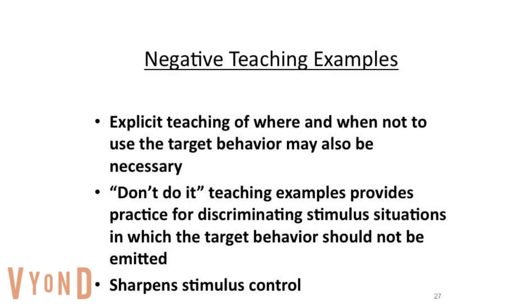Negative teaching examples is where you explicitly teach them when you would not exhibit the target behavior, right? And you actually practice when you don't do it. And this is good because it actually sharpens the stimulus control. So in the past, you've talked about the SD versus the S delta. So this is kind of like the S delta, right? So you exhibit the behavior under different stimuli and you don't get that reinforcement.